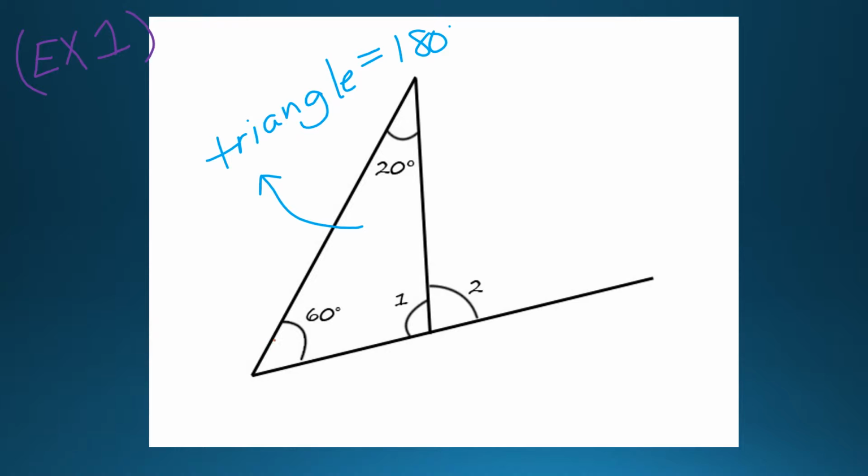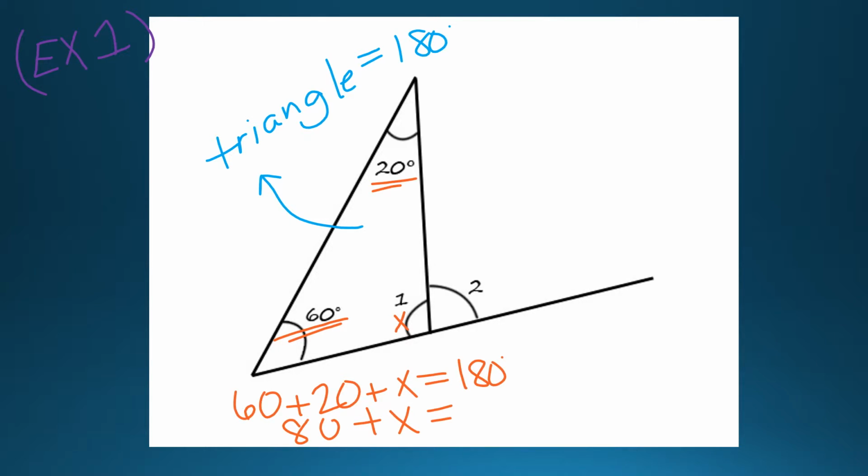If we know that we have 60 and we have 20, we can do 60 plus 20 plus whatever this angle is, I'm going to make it x, has to equal 180 because it's a triangle. So 60 plus 20 is 80. So 80 plus something is 180. That means my something here would be 100. So this has to be 100 degrees because the triangle angles have to add up to 180.